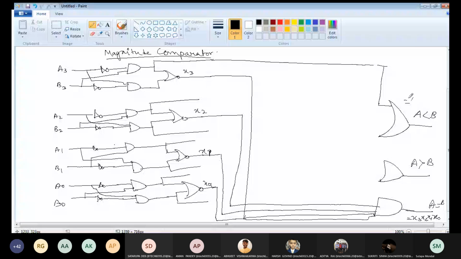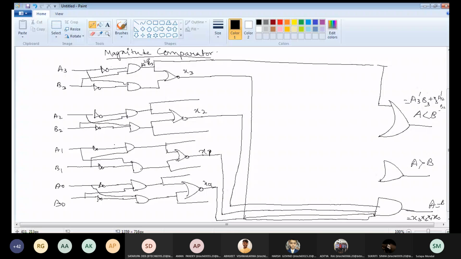That will be A3 dash B3, because A is lesser, plus x3 A2 dash B2 and it goes on. So where is A3 dash? The A3 dash, it is here. So from here you can take out A3 dash and B3. Can you tell me what is the value? This one is A3 dash B3, is it so? This A3 from the NOT gate is coming A3 dash.